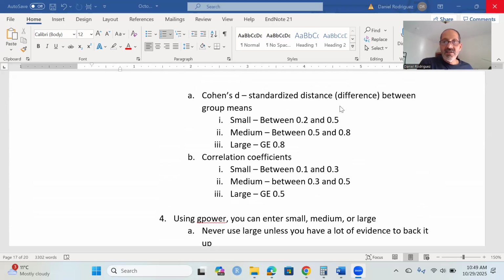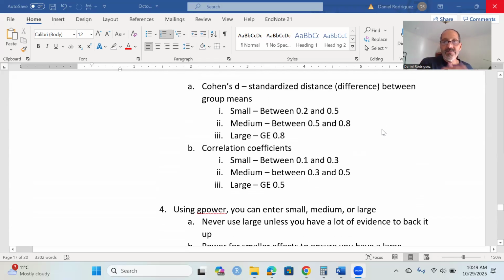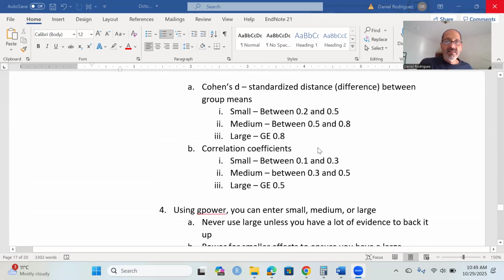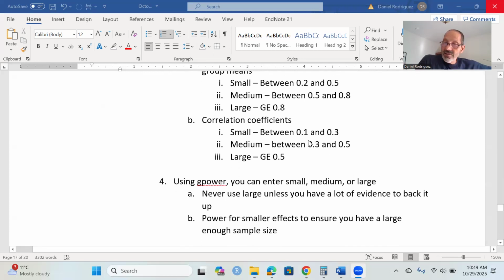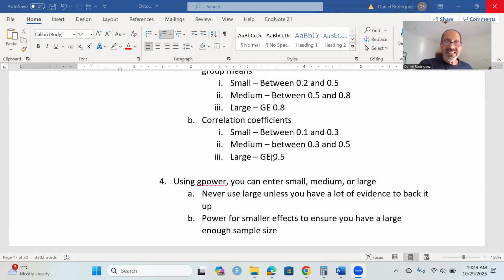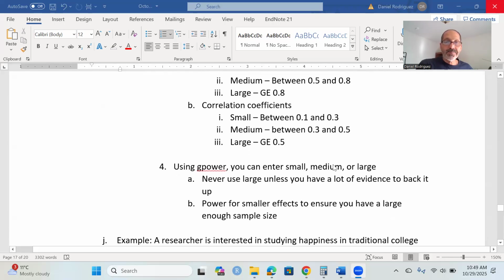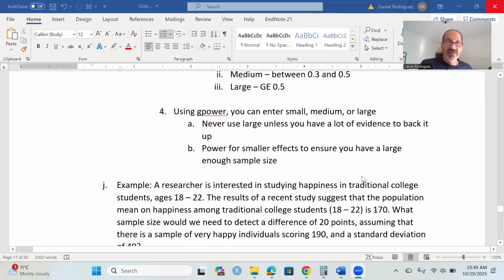Two are widely used. Cohen's d is a standardized difference between groups. Like if you have a control and experimental group, you can standardize the difference. Values between 0.2 and 0.5 are small, and then you have medium and large, values greater than or equal to 0.8. Correlation coefficients are an effect size. And you have their heuristics here, right? So larger correlations are better. You can use G-Power. I mentioned this earlier, a statistical tool you can download for free and use to calculate sample size.